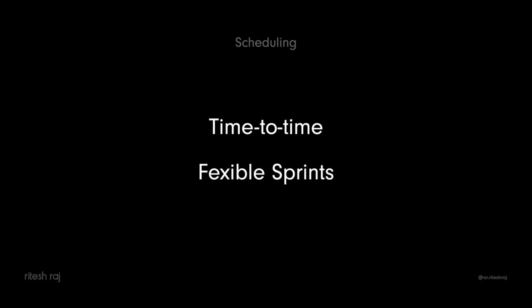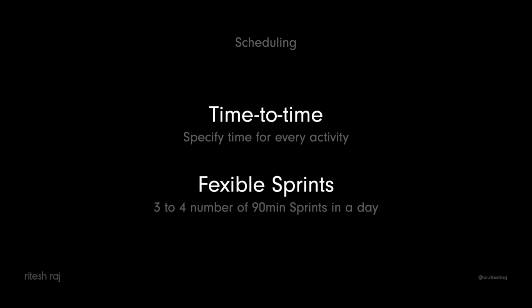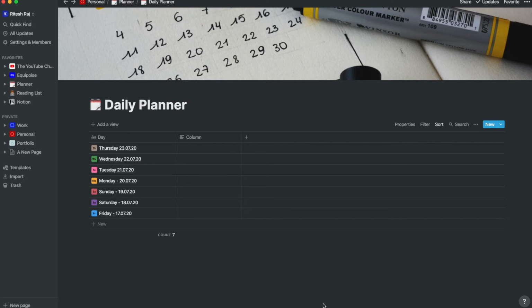Again, start with the basics. It's up to you if you choose to have a time-to-time schedule or just create sprints with flexibility. What I mean is, you can say you wake up at this time, you eat at this time, and you work at this time. Or just decide how many sprints you are going to do in a day. Say for example, 3 to 4 of 90-minute sprints in a day. Now, let me show you what I did.